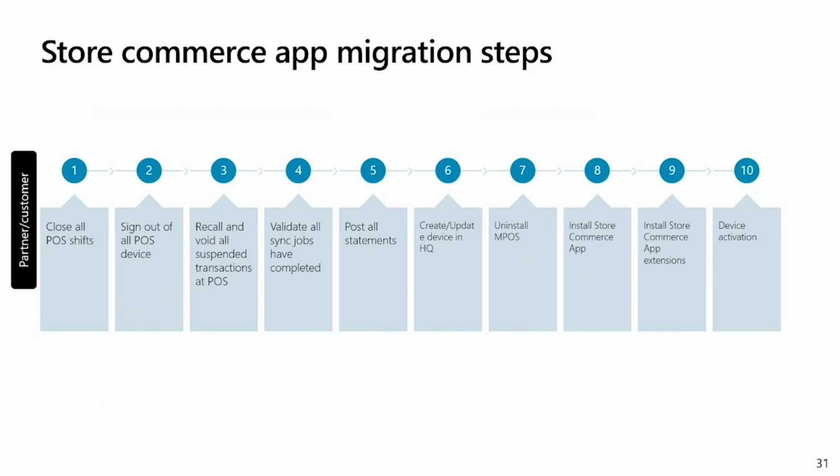After all steps till 5 are completed, we are making the changes to switch the register to the Store Commerce app. For switching the register or device to the Store Commerce app, change the device type, download the Store Commerce base installer from LCS, and install the Store Commerce app. The installer is an exe file, and the Store Commerce app can be installed by running the exe file with the install command line switch. You can also uninstall the Store Commerce app similarly by using the uninstall command.